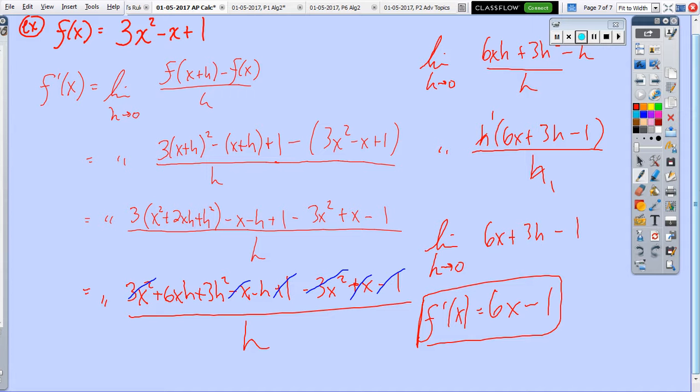And then at this point, if you wanted to find, say, f prime of 3, now you can just plug it in. f prime of 3 would be 6 times 3 minus 1.